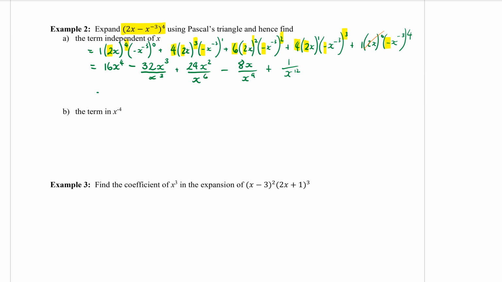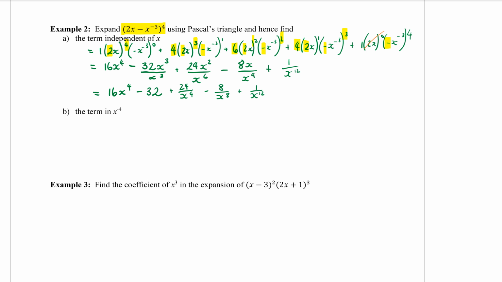We have 16x to the power of 4. In the second term, x cubed over x cubed will cancel out completely, and I just get -32. In the next term, cancel the 2 off the top, which will be 24 over x to the power of 4. And in the next term, cancel 1x from the top, which means 8 over x to the 8, and the last term cannot be simplified.